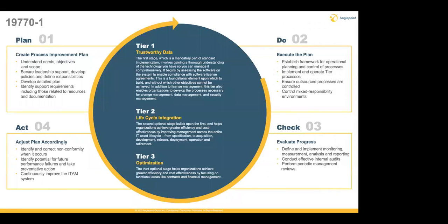So let's take a closer look at -1 now. I know this is a bit of an eye chart, but we'll go over the main points together. 19770 is what ISO calls a management system standard, or MSS.